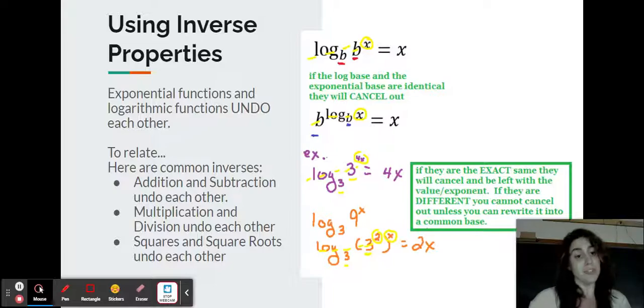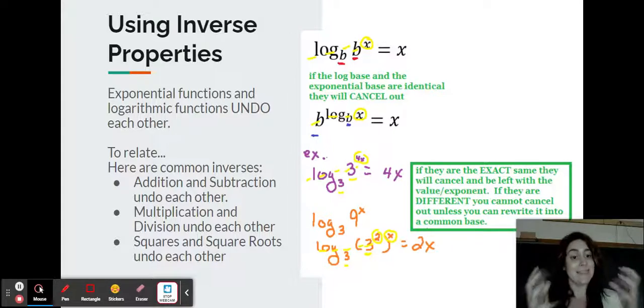And if I was getting into solving, which we'll get into a little bit later in the chapter, now I can solve for x. It's going to make my life easier to be able to get that x out of an exponential position so I can then solve for it.